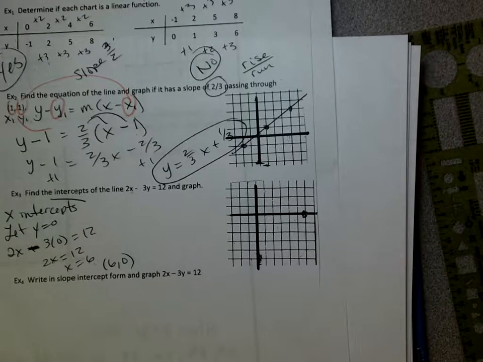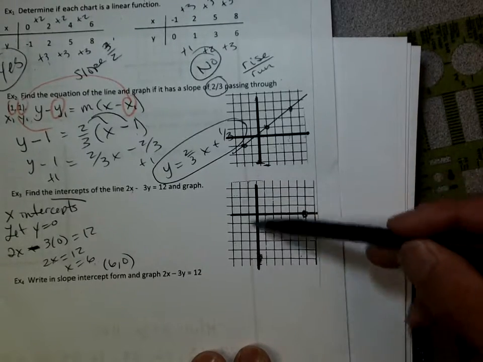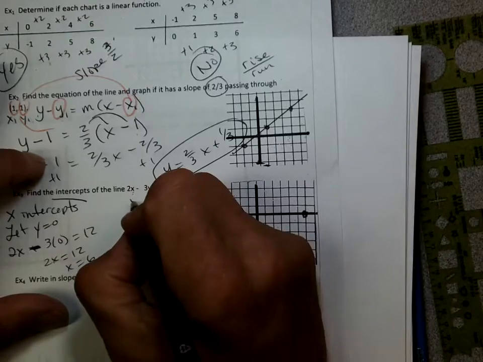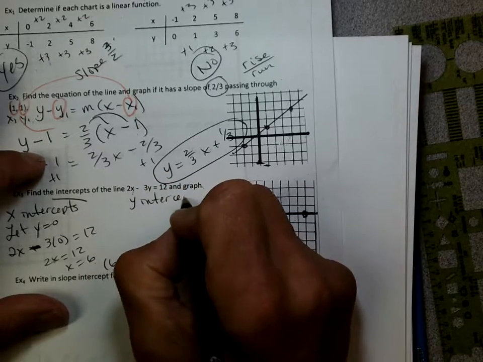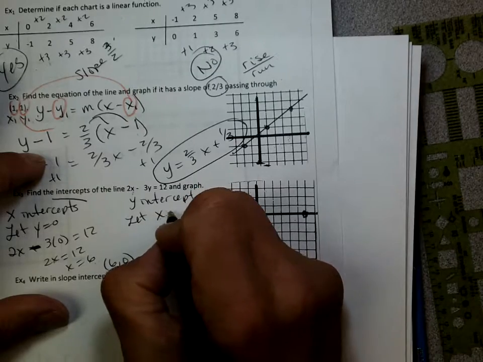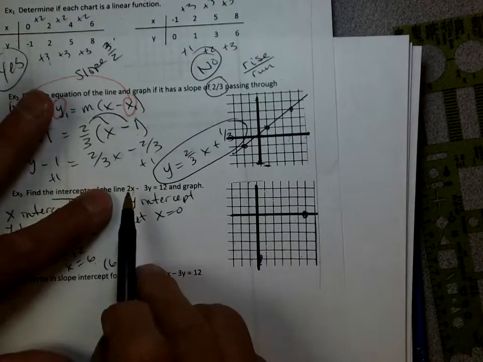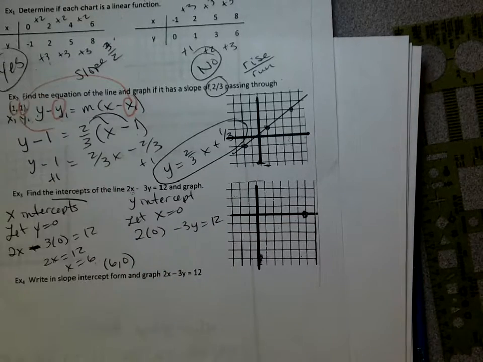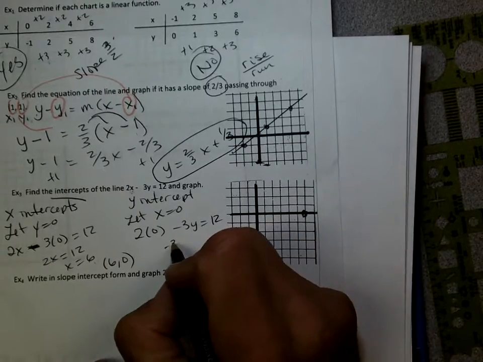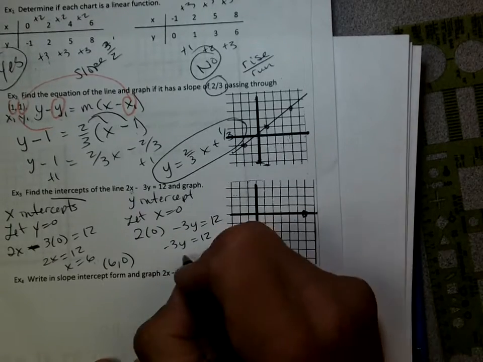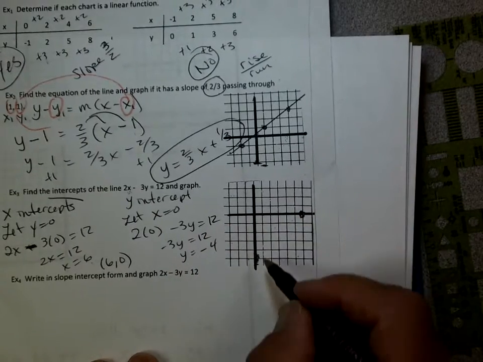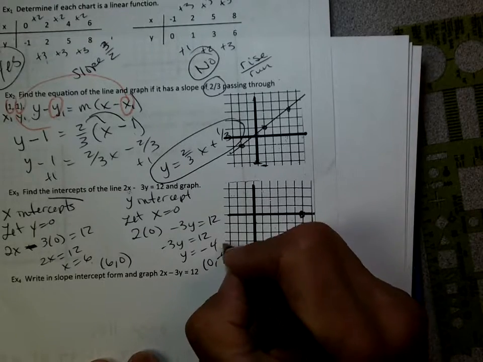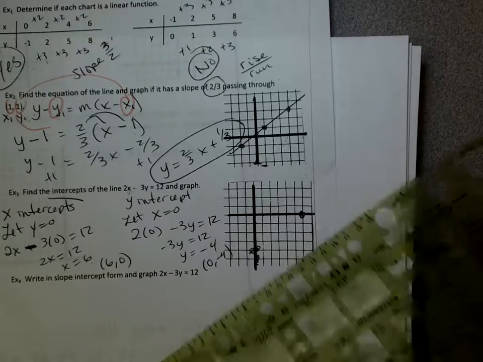Well, it's got another intercept. That's an x-intercept. It also has a y-intercept, and the y-intercept is going to be when x is 0. So for the y-intercept, let x equal 0. Then 2 times 0 minus 3y equals 12. Of course, that's just 0. So I get minus 3y equals 12, or y equals negative 4. 1, 2, 3, 4. And that's the point (0, negative 4). So put a dot there. Now to graph it is super easy, isn't it? Just connect the dots.